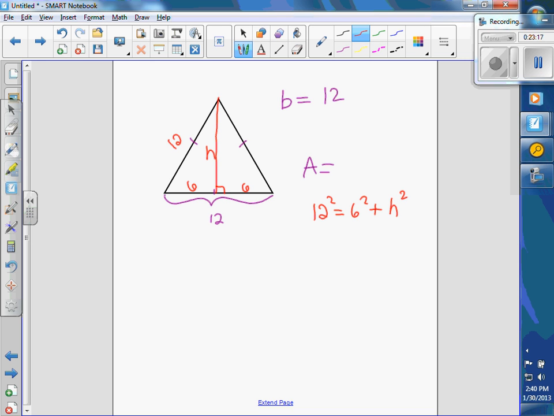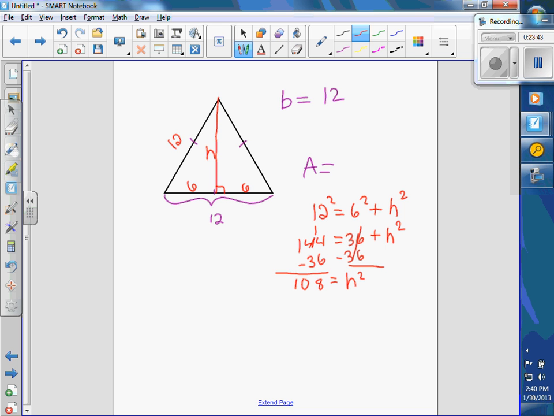We would need the height. 144, 36. You're subtracting them. Eight, right? Okay, and that brings us to, can we review square roots?